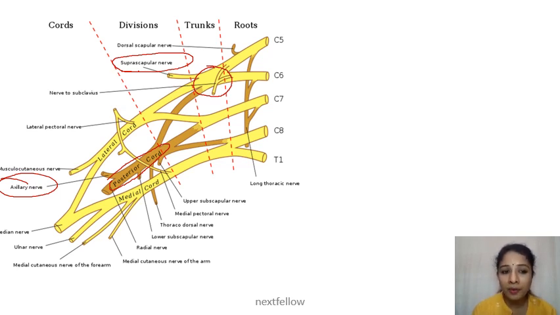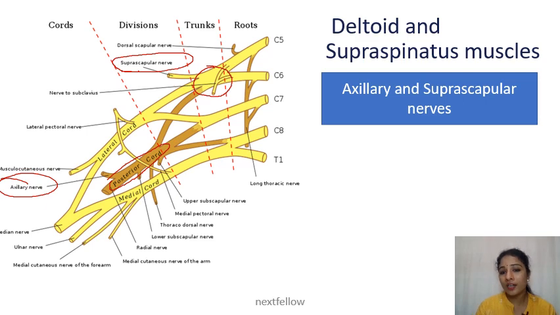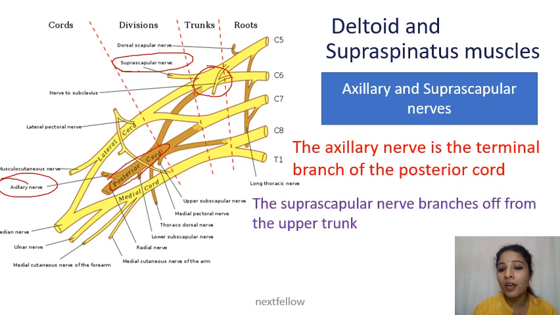So upper trunk of brachial plexus and posterior cord of brachial plexus would be the answer. So the muscles, deltoid and supraspinatus, are involved. They are supplied by axillary and suprascapular nerves. The axillary nerve is the terminal continuation of posterior cord of brachial plexus. So the answer is the posterior cord, and suprascapular branches off from the upper trunk of brachial plexus. So the answer is upper trunk and the posterior cord of brachial plexus.